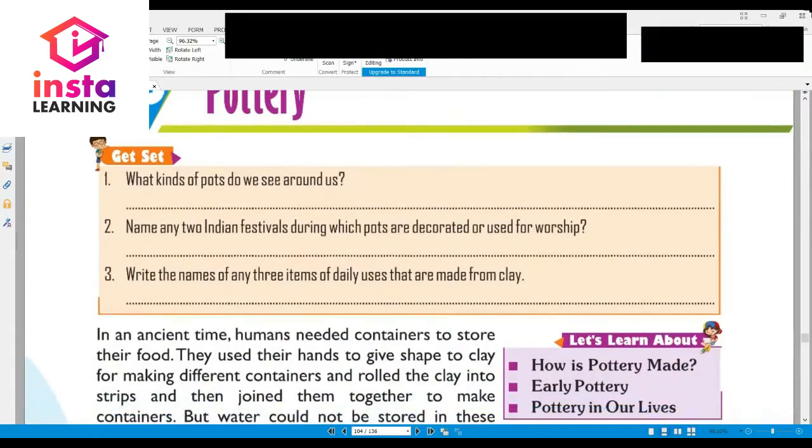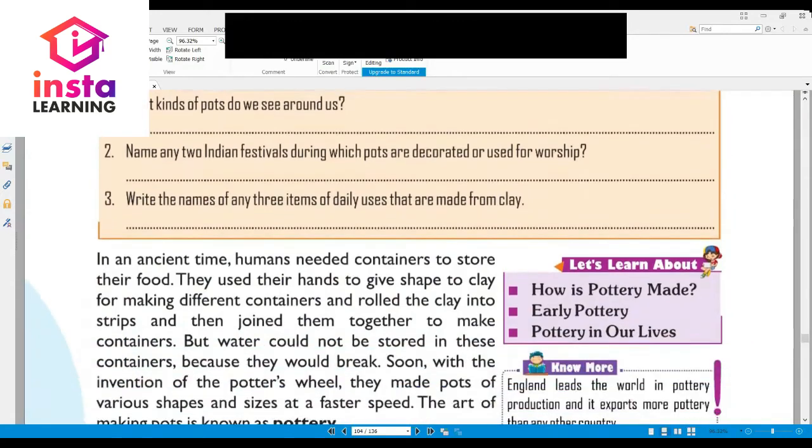What kind of pots do we see around us? Name any two Indian festivals during which pots are decorated or used for worship. Write the names of any 3 items of daily use that are made from clay. These were your starter questions.